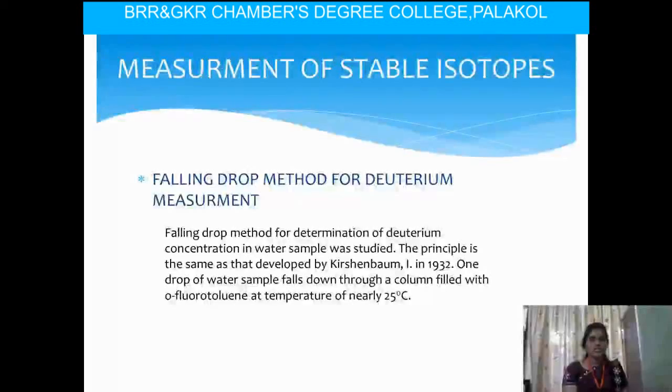Good morning students. In the previous class we discussed units of radioactivity and measurement of radioactivity. Now the new topic is measurement of stable isotopes.